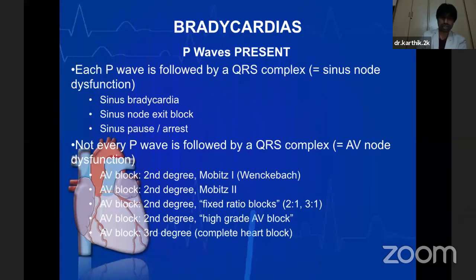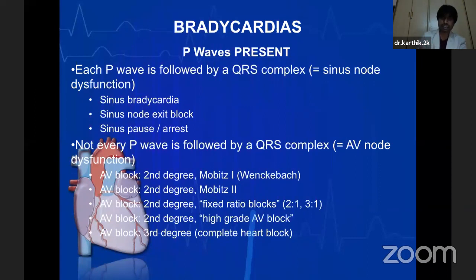So we have here a second degree AV block, a Mobitz type 1, where there is a progressive increase in the PR interval until a beat drops down completely. That is, if the PR interval of the first beat was 160 milliseconds, it may increase to 200, 240, 300, and suddenly there may be a P wave without a QRS complex, or there may be no P wave at all.